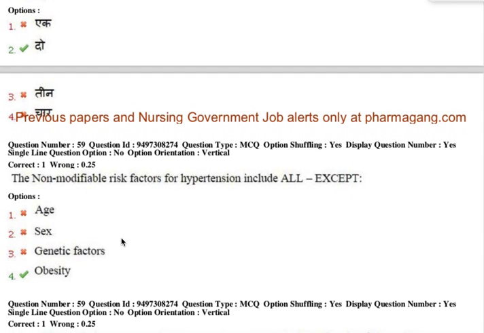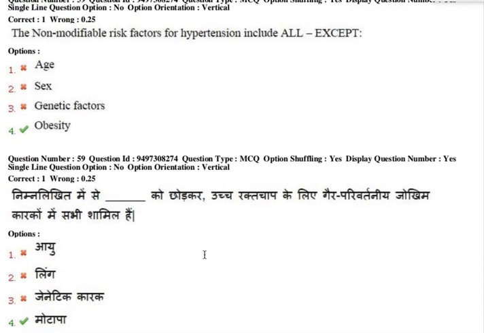Next question. The non-modifiable risk factors for hypertension include all except... Correct answer is obesity. Obesity is a modifiable risk factor, and these others are non-modifiable. Age, sex and genetic factors cannot be modified or changed. So the right answer is fourth, obesity.